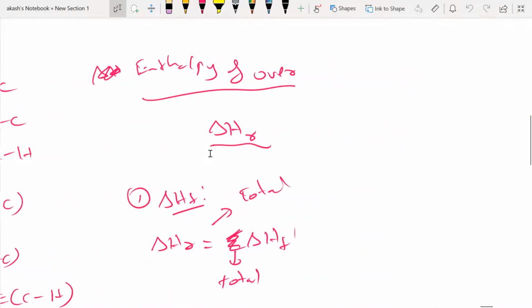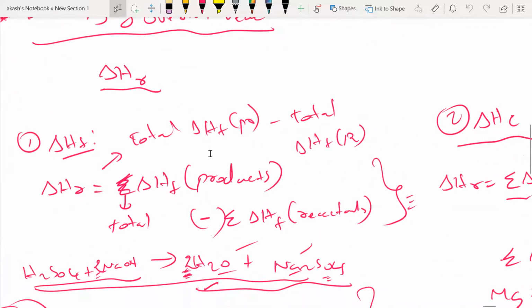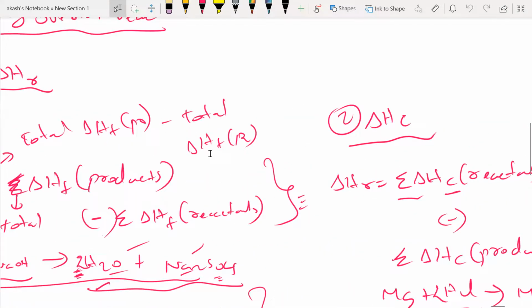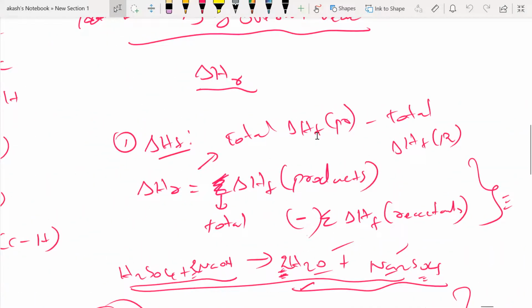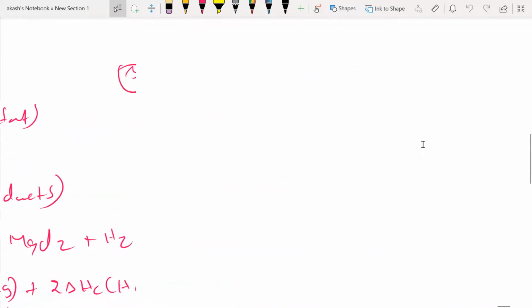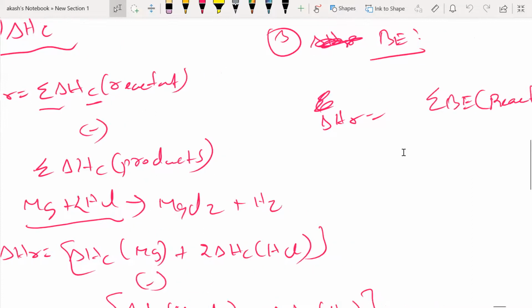And then we saw the enthalpy of overall reaction, right? We'll be able to talk about this enthalpy of overall reaction with respect to enthalpy of formation, with respect to your enthalpy of combustion, and obviously with respect to your bond enthalpies. With respect to enthalpy of formation, it is going to be total enthalpy of formation of products minus total enthalpy of formation of reactants. And in the case of enthalpy of combustion and in the case of bond enthalpy, it is going to be total enthalpy of reactants minus the products, right? And that is where we stopped last class.